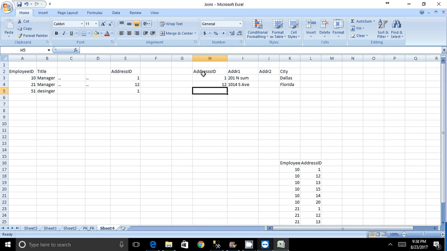No, not the number of columns. The information that you're repeating is the whole address. You're repeating the whole 4 columns for the employee when they have the same address. But in here, you don't need to repeat anything. You just put the address ID.